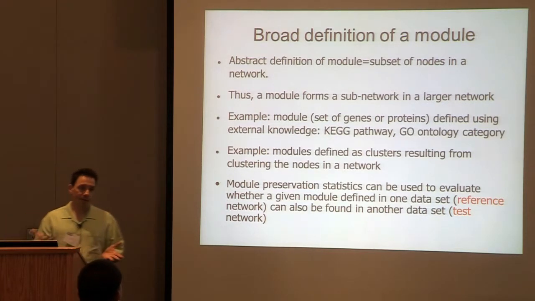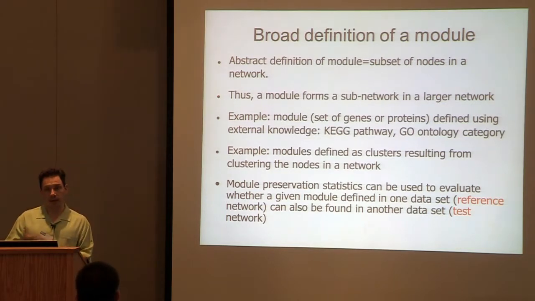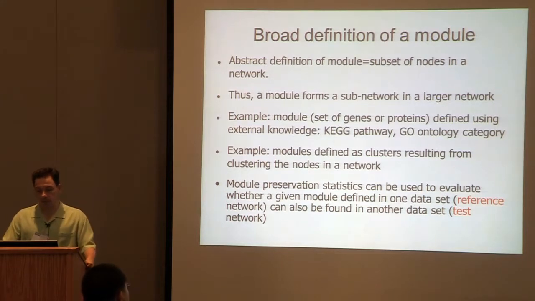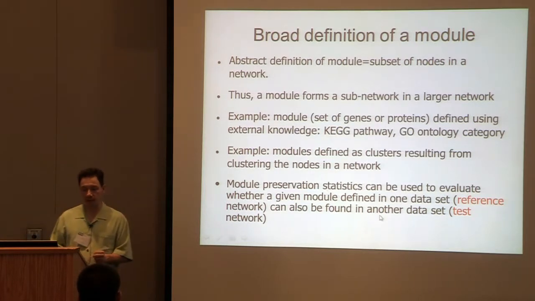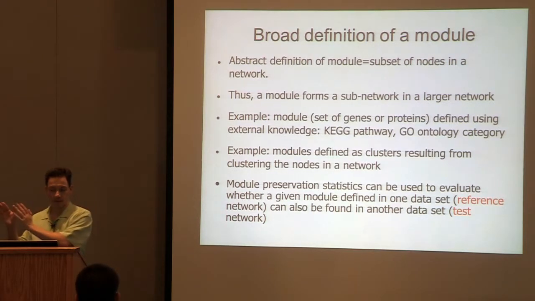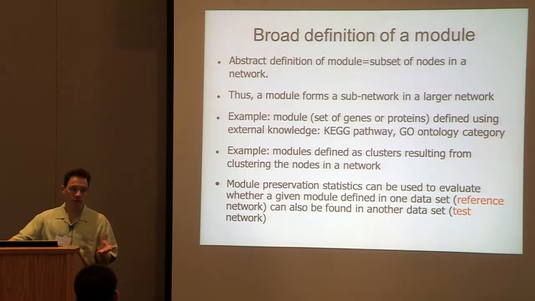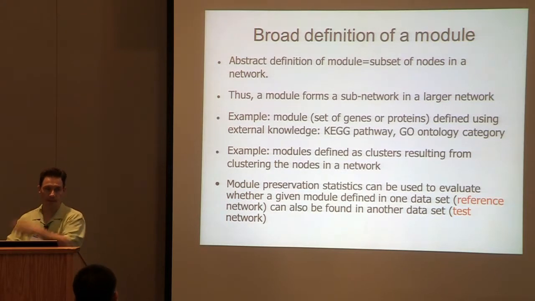But of course, another definition of a module could be a cluster. So a module is any set of genes. And then to introduce some terminology, these module preservation statistics are used to assess whether a module that you found in your reference network is also preserved in your second data set, the test network. So for example, if we wanted to focus on human brain modules, we would choose those as the reference network and ask which of them can also be found in chimpanzees. And that would be the test network.